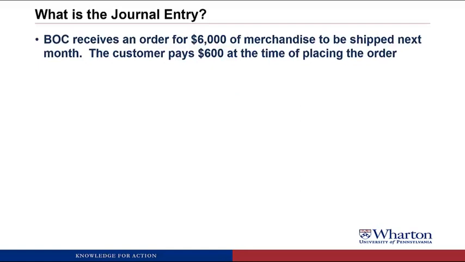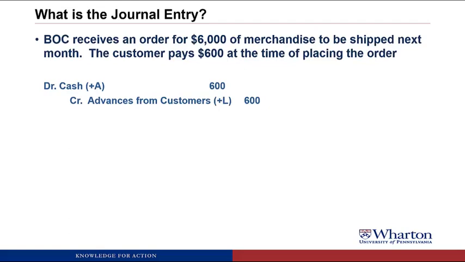BOC receives an order for $6,000 of merchandise to be shipped next month. The customer pays $600 at the time of placing the order. In this transaction, we're receiving $600 cash. Anytime we receive cash, we debit cash to increase the asset. So we debit cash $600.